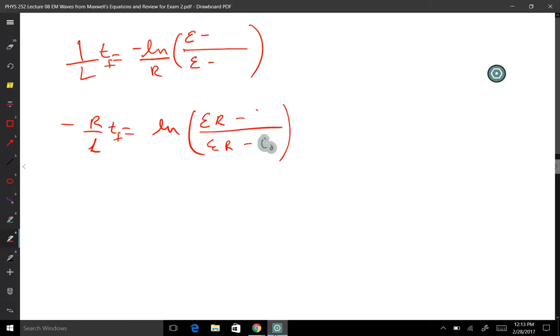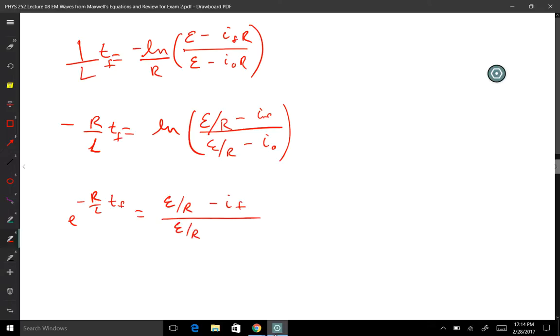Okay, that's... now I'm going to divide both sides by R. And then use the exponential. Multiply across. And finally, solve for I final.